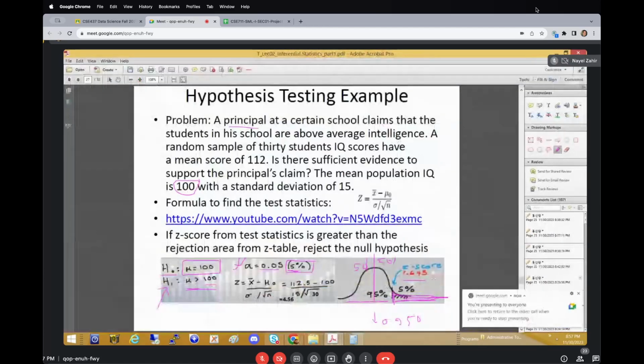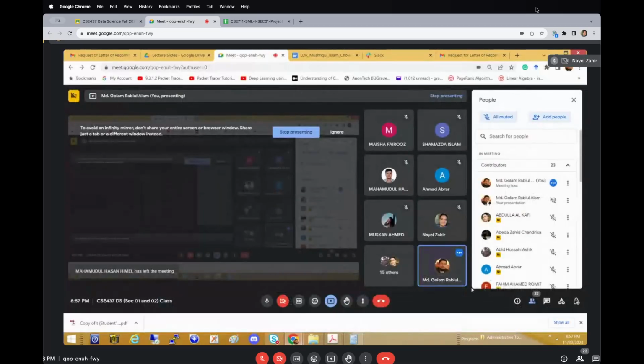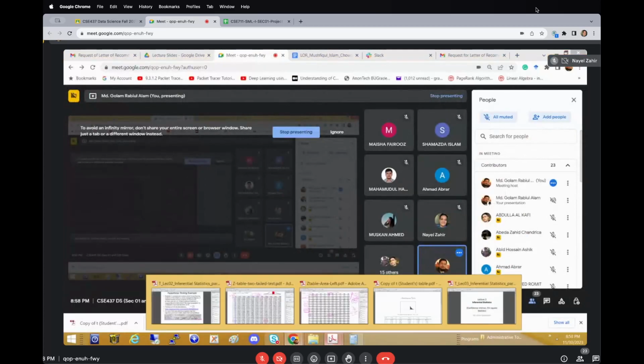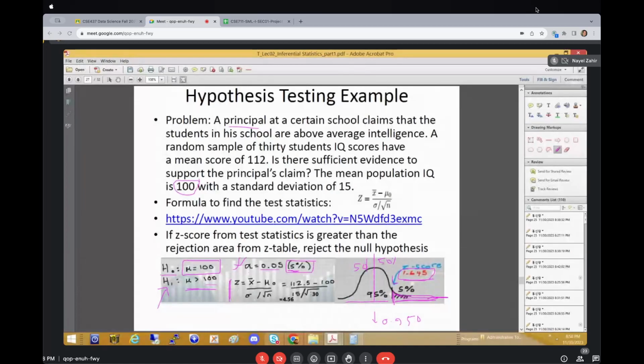So we can see that 1.645. That means the critical value from the Z table we will get is 1.645. So from the table we got the Z score, and the Z score is 1.645. Now we have to find out the Z statistic. Using this formula, we have to find out the Z statistic.